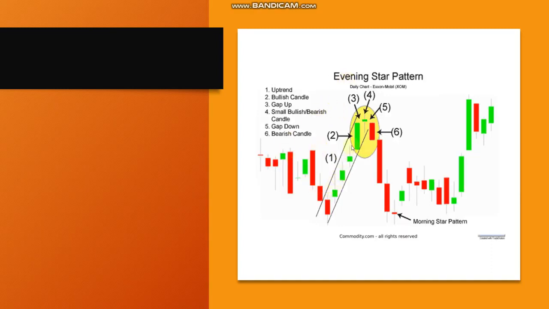Market was in downtrend. Big green candle followed by a small green candle or kind of doji here, and then see a big red candle, and these three candles made the evening star pattern. And after that, after the evening star pattern, we get to see a downtrend in the market.